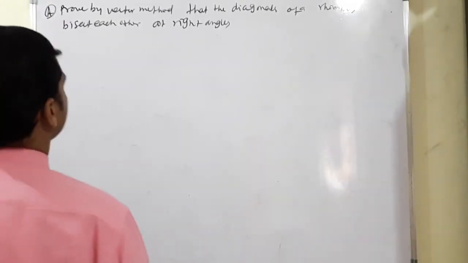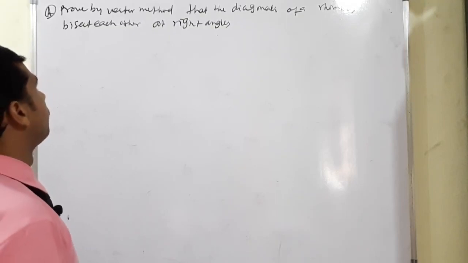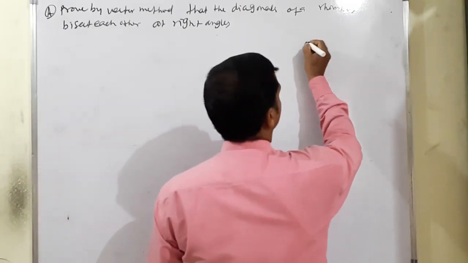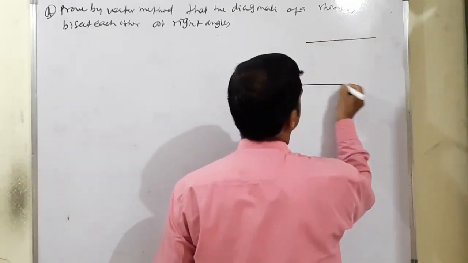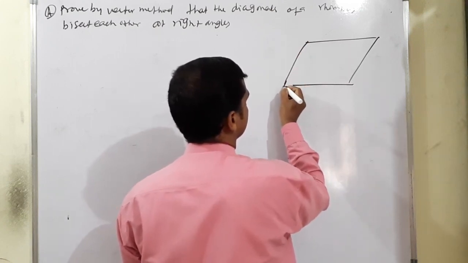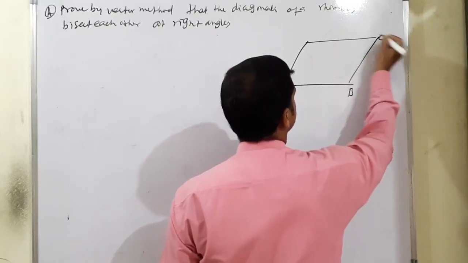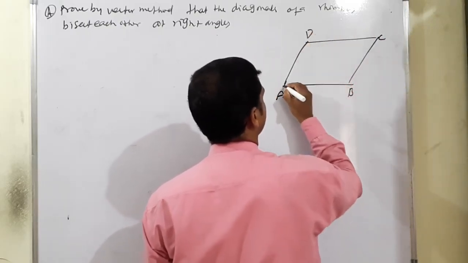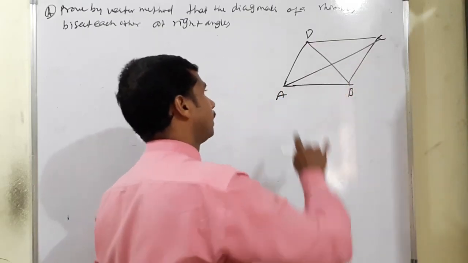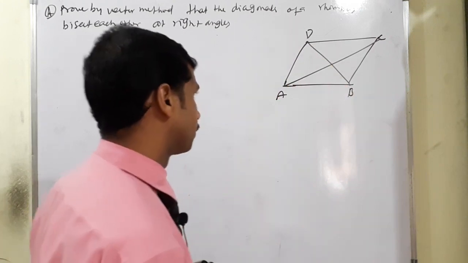Question number 4. Prove by vector method that the diagonals of a rhombus bisect each other at right angles. So I will consider a rhombus ABCD. For the two diagonals, we have to prove that AC is perpendicular to BD, according to the question.